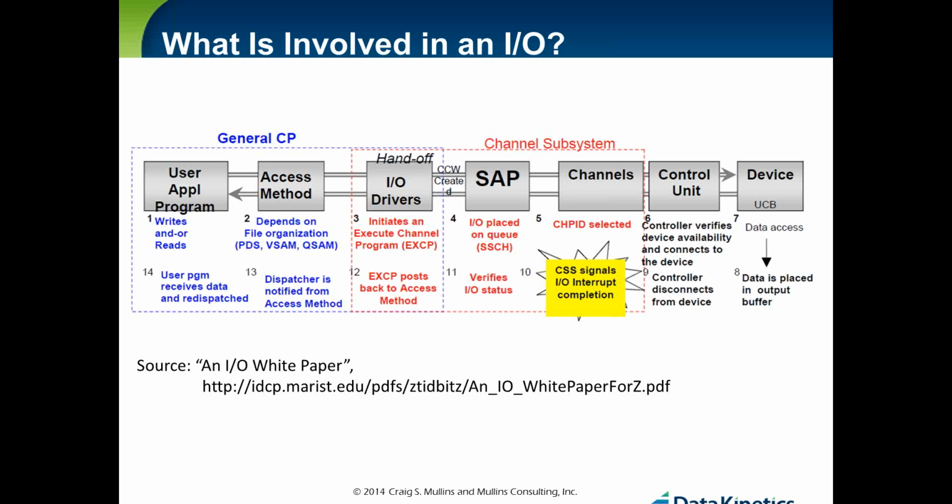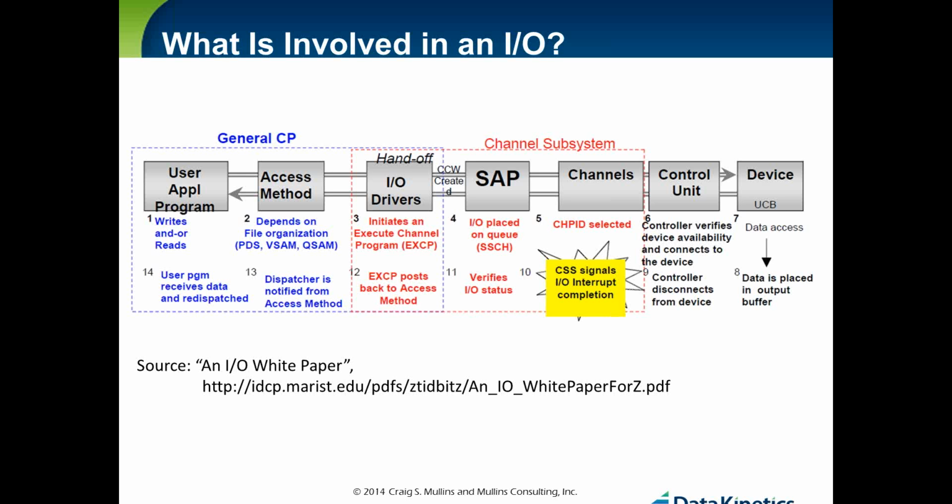Number three, to request the movement of the data, either the access method or the user program presents information about the operation to the EXCP processor by issuing the EXCP macro instruction. What EXCP does is translate the information into a format that's acceptable to the channel subsystem. It fixes the pages, checks the validity of extents, and invokes the IOS, the I/O supervisor, within the channel subsystem.